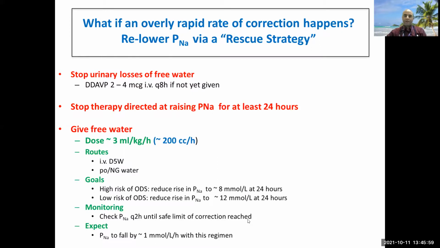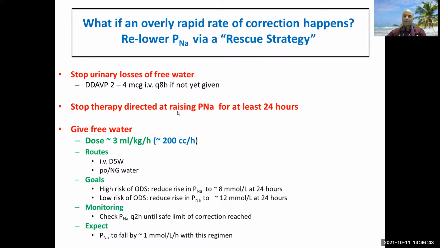What if an overly rapid correction happened? Okay, now my patient's serum sodium was 110, and now his sodium is 118, increased by 18 millimole within 12 hours. How can I re-lower plasma sodium? This is a rescue strategy, to salvage what can be salvaged. Stop urinary loss of free water. How can you stop urinary loss? This patient is now polyuric from overcorrection and has shut off his ADH. You should give DDAVP, the first line therapy, 4 mic every 8 hours.